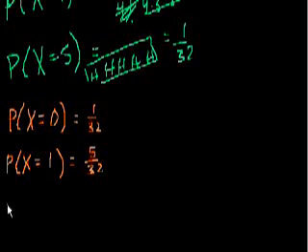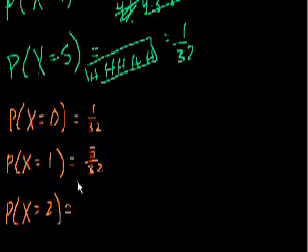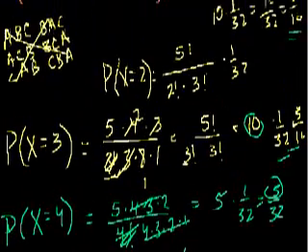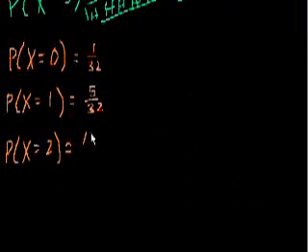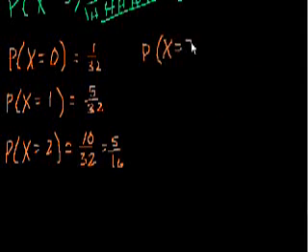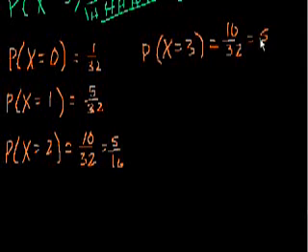The probability of getting 2 heads, probability that our random variable is equal to 2, what was that? I think it was 10 over 32. Yeah, it was 10 over 32, or 5 over 16. The probability that we get 3 heads was actually equal to the same thing, 10 over 32, which is equal to 5 over 16. And that made sense because the probability of getting 3 heads is the same thing as the probability of getting 2 tails. And the probability of getting 2 tails should really be the same thing as the probability of getting 2 heads.